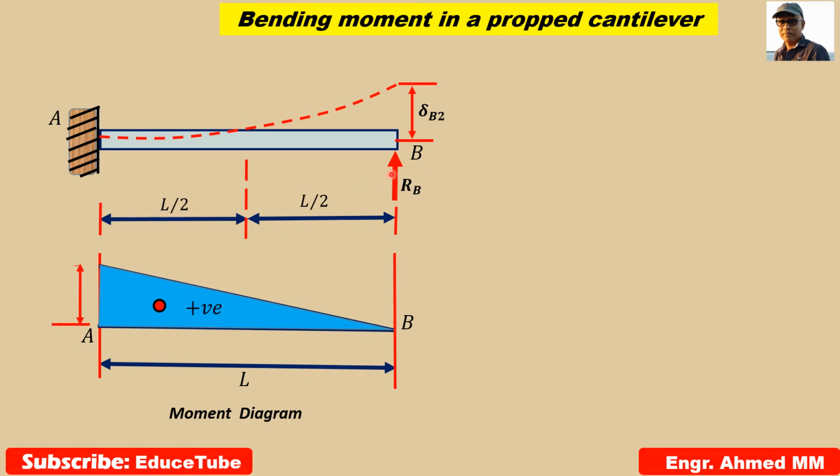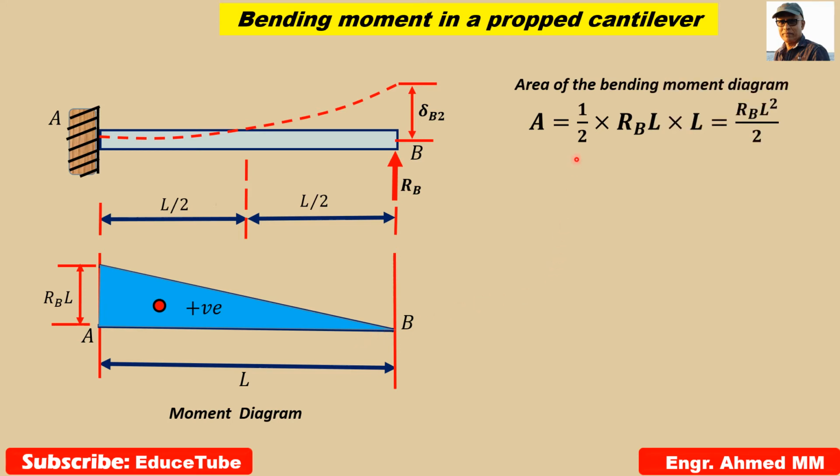For these reactions I have to make a bending moment diagram. Very easy. RB multiplied by L, it will be RBL, will be the ordinate or the height of this triangle, and we know this base is L. So surely we can find the area of the bending moment diagram: half height into base, RBL square by 2.